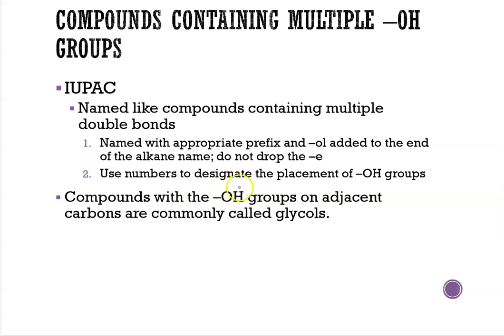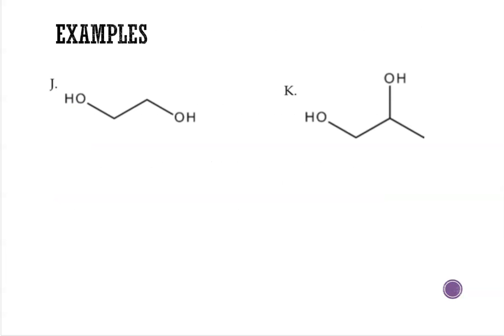And then just like before, we use numbers to designate the placements of OH groups right before we name the chain. And then a special category of multiple OH hydrocarbons is glycols. That's when the OH groups are attached to adjacent carbons. So when the carbons are right next to each other. Okay, so let's take a look at some examples here.